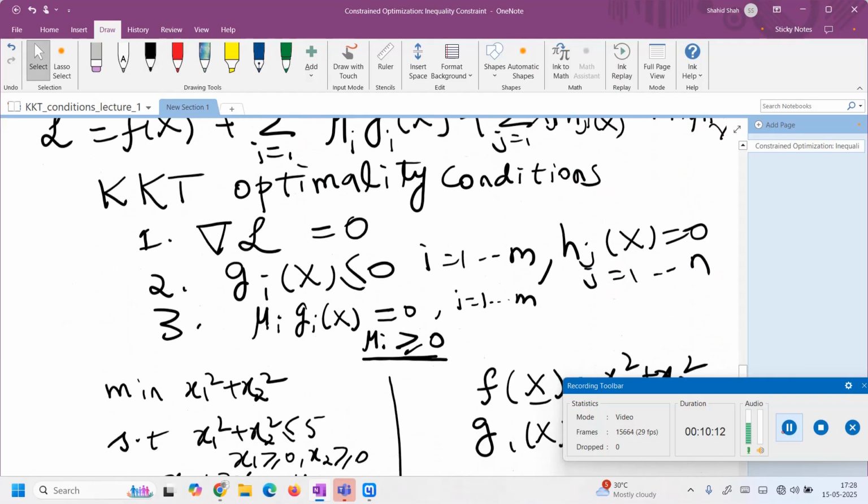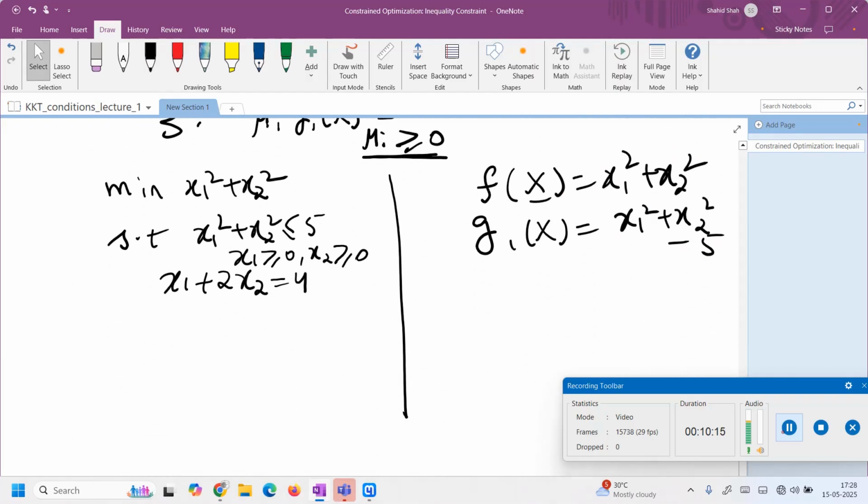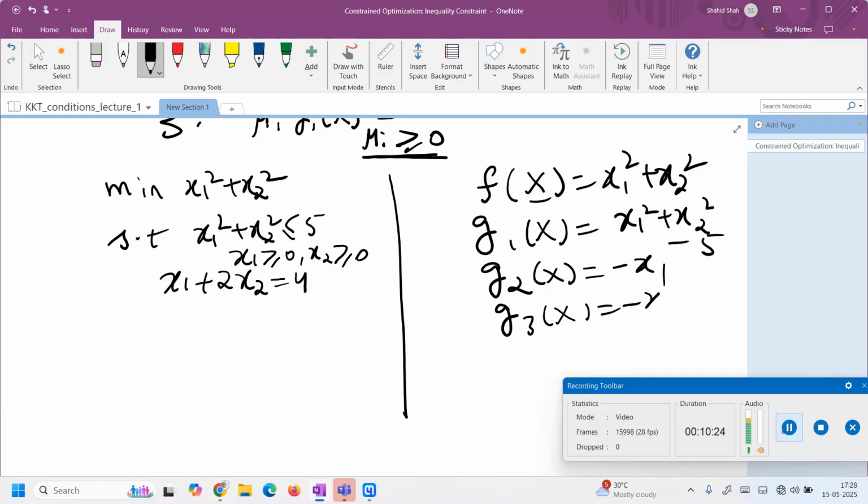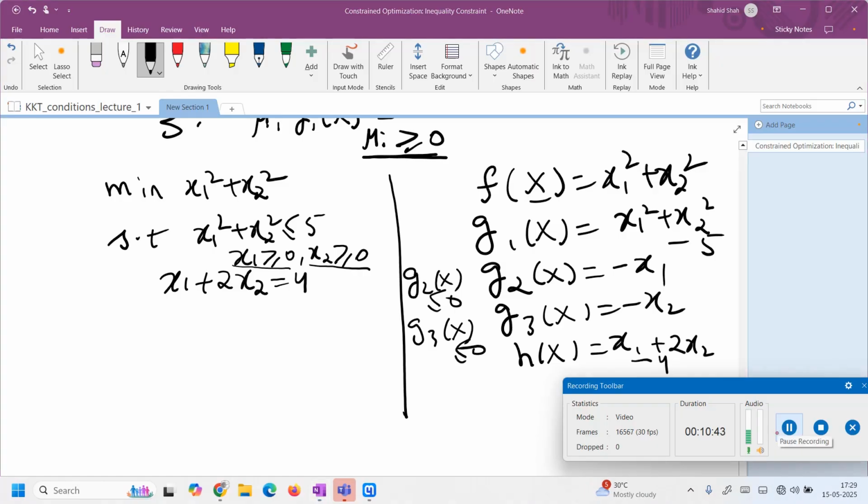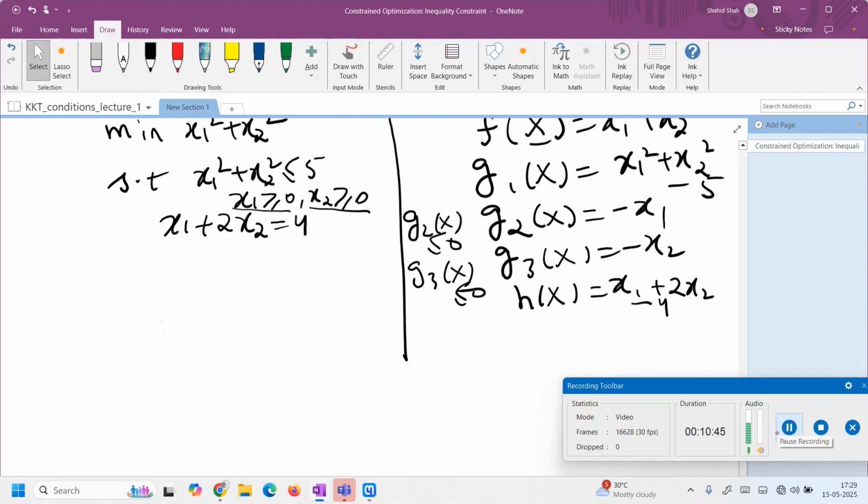But if you look at the inequality over here, it is x1 greater than equal to 0. To make it compatible, we'll define g2 of x as minus x1 and g3 of x as minus x2. So x1 greater than equal to 0 is same as g2 of x less than equal to 0, and x2 greater than equal to 0 is same as g3 of x less than equal to 0. And then we have equality constraint we denote by h of x, given by x1 plus 2x2 minus 4.